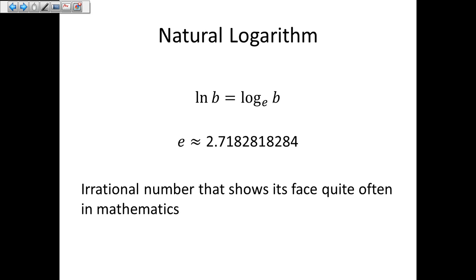So because it's an irrational number that shows its ugly little face quite often, and it shows its face in logarithms a lot, we decided to give it its own special name. It's kind of like that scruffy dog that comes to your house enough that you decide to keep it. So whenever you see an ln, that's read the natural logarithm of b, or the natural log of b, it means the log base e. This is built into your calculator.